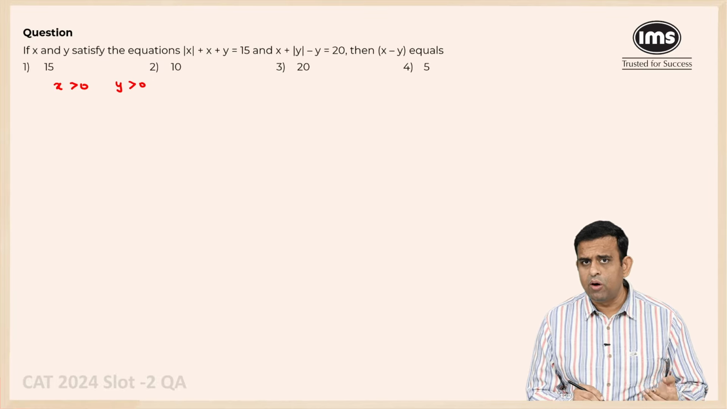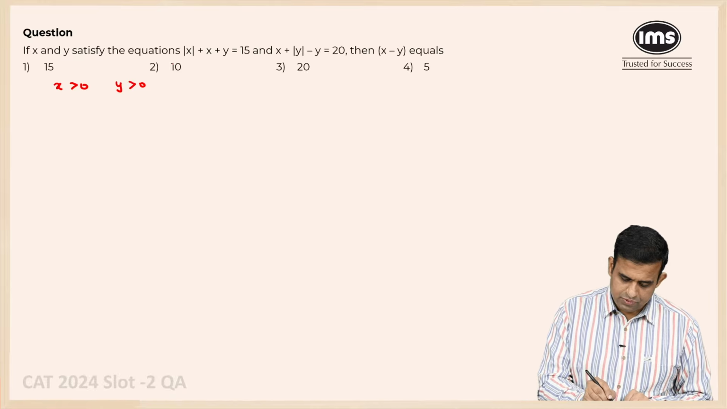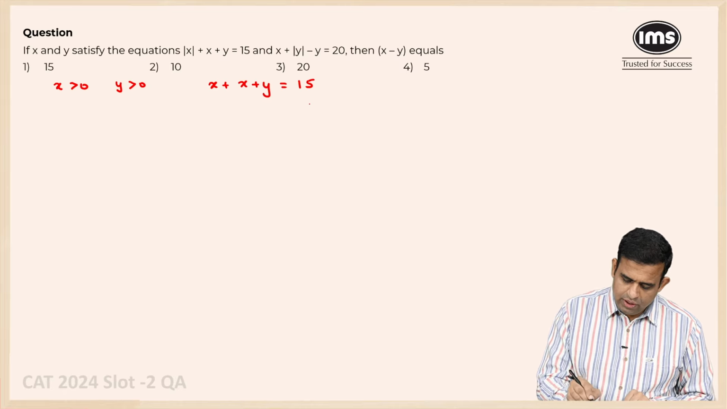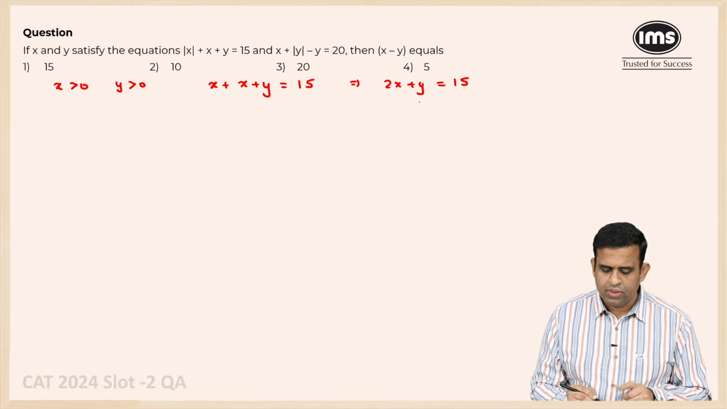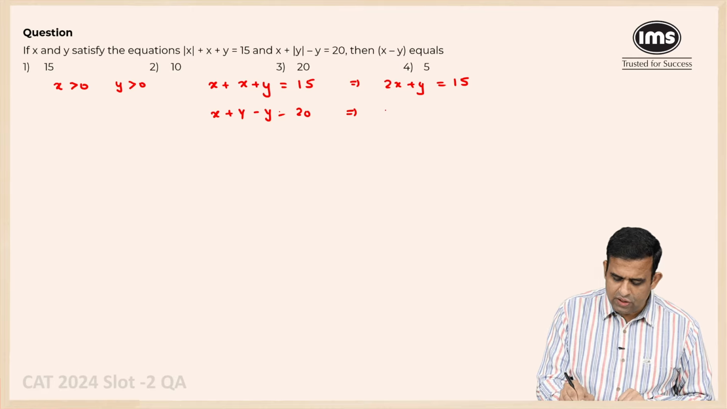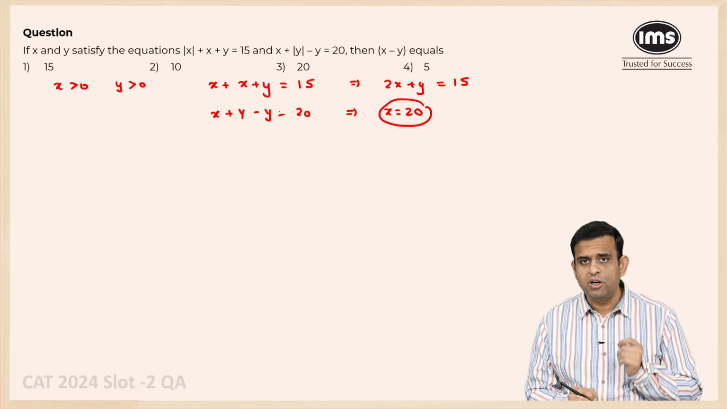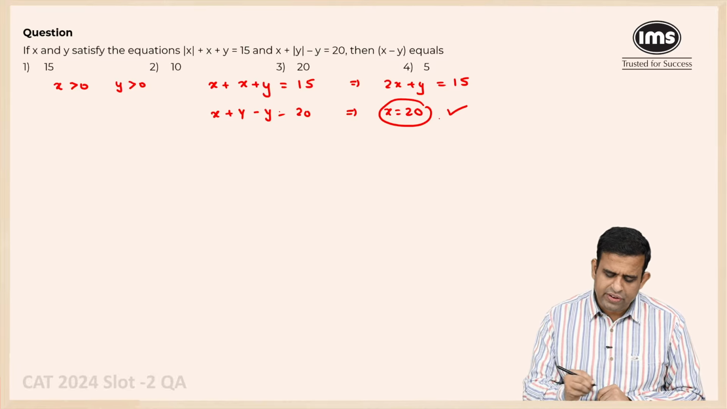In that case, the term mod x can be replaced as x, mod y can also be replaced as y. This will become x plus y is equal to 15, which basically will give you 2x plus y as 15. And the next one will be x plus y minus y as 20, and that will give you x is equal to 20. Please note, our assumption was that x is positive, y is also positive. I got x to be equal to 20, which is positive, perfectly fine.